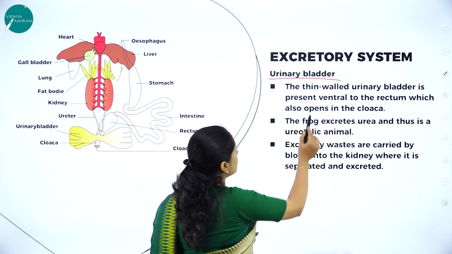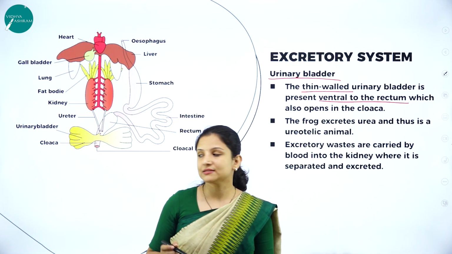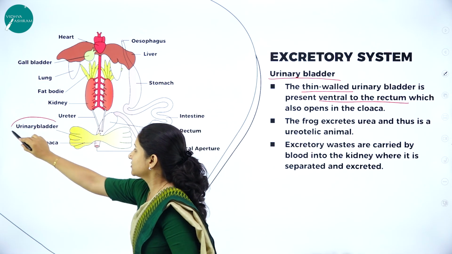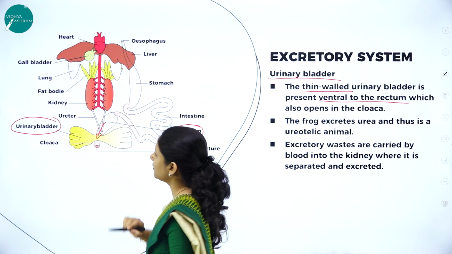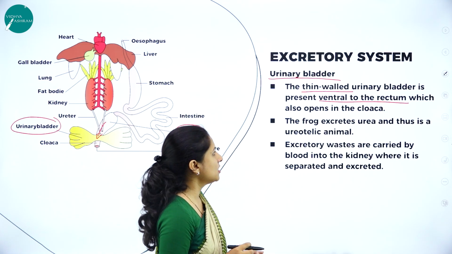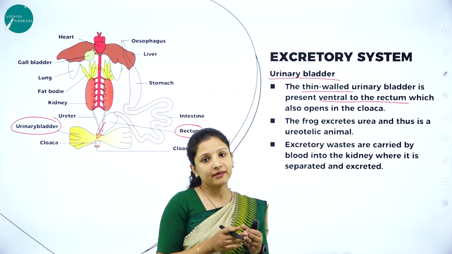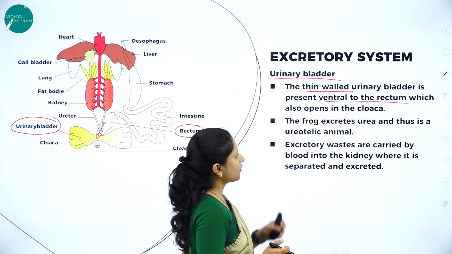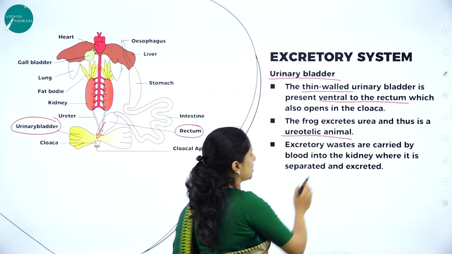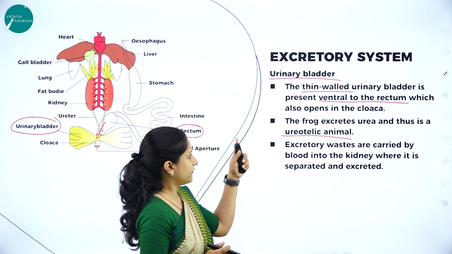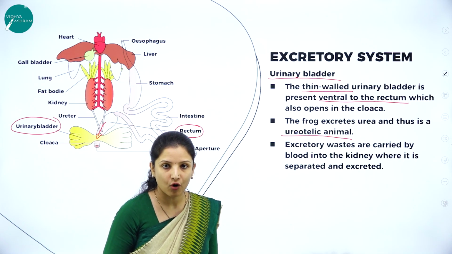So the urinary bladder is thin-walled and it is present ventral to the rectum. If you can see here, this is the urinary bladder, it is present ventral to the rectum, that is, on the lower side of the rectum. The urinary bladder also opens into the cloaca and then into the cloacal aperture. And the frog usually excretes urea, and thus it is a ureotelic animal. This is important for a one word question. The frogs are ureotelic animals because they excrete their waste in the form of urea.